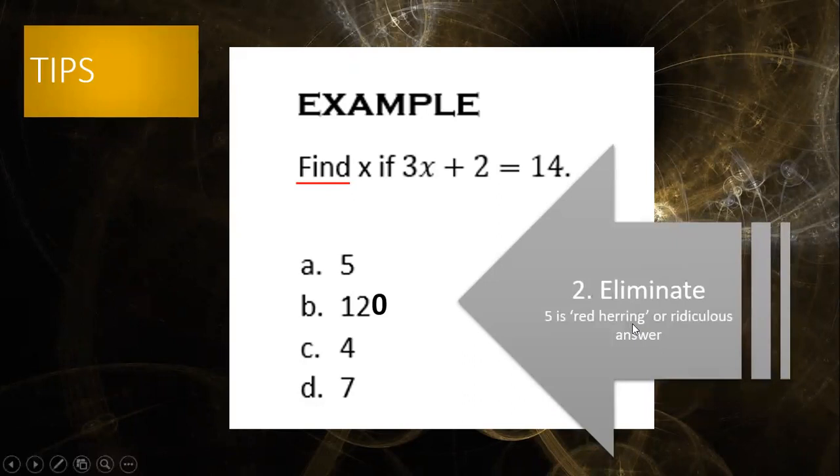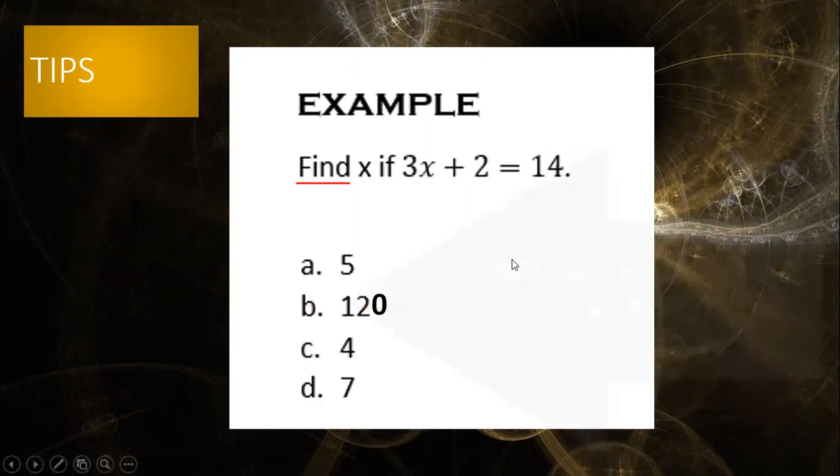Also, eliminate the red herring. Which one is definitely going to be the red herring in this case? Who can tell me? A, B, C, or D? I think the obvious red herring is going to be B. It's such a large number, right? If you put this back into here. So a red herring is the distracting answer, usually the distracting answer, right? That is totally incorrect. So that's another method.